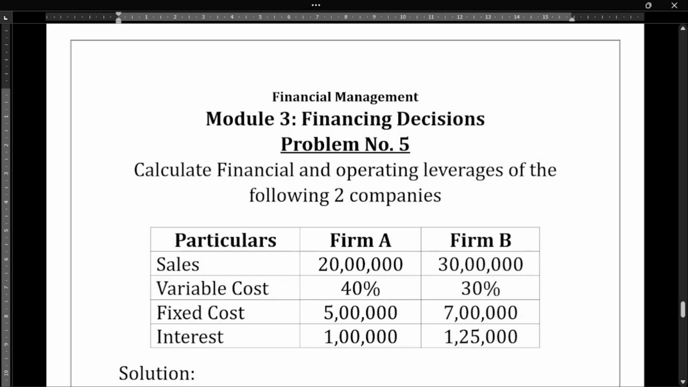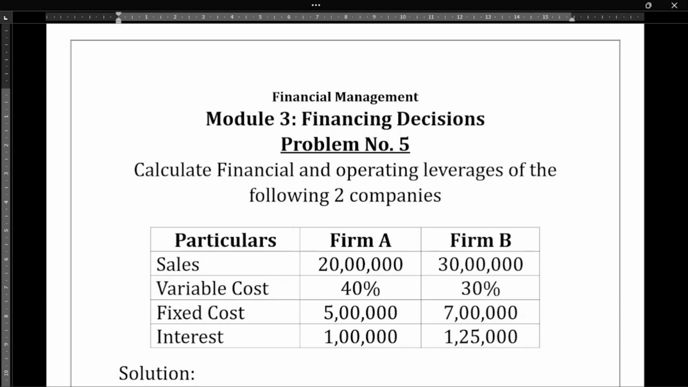In this particular video, let us discuss one more problem in which they have given the details of two different firms. The question is on the screen. Please take a screenshot of the question, or at least pause the video and write it down, or it's better that you solve along with me. Calculate the financial and operating leverages of the following two companies. We need to find out the operating leverage as well as the financial leverage.